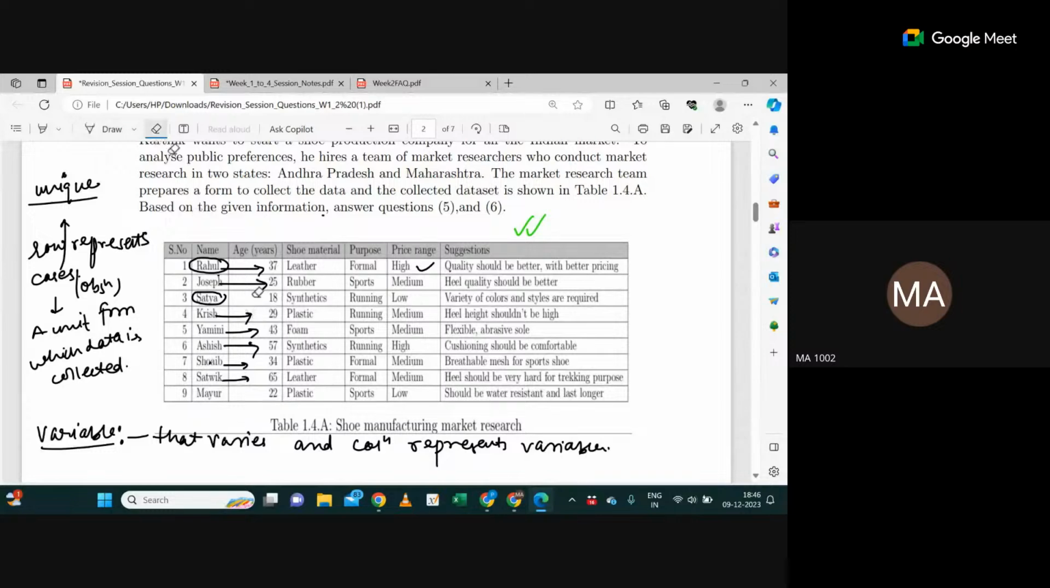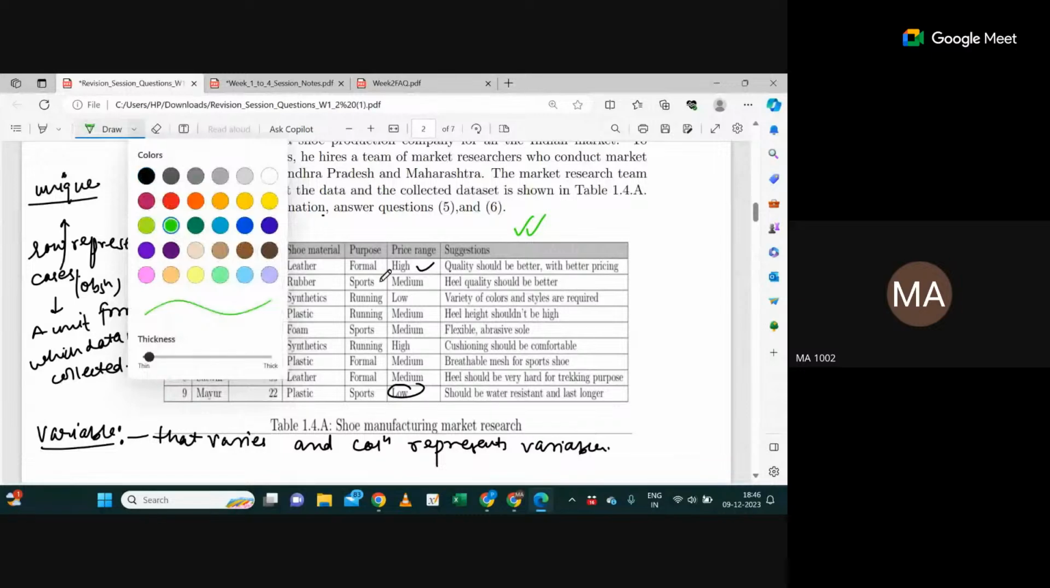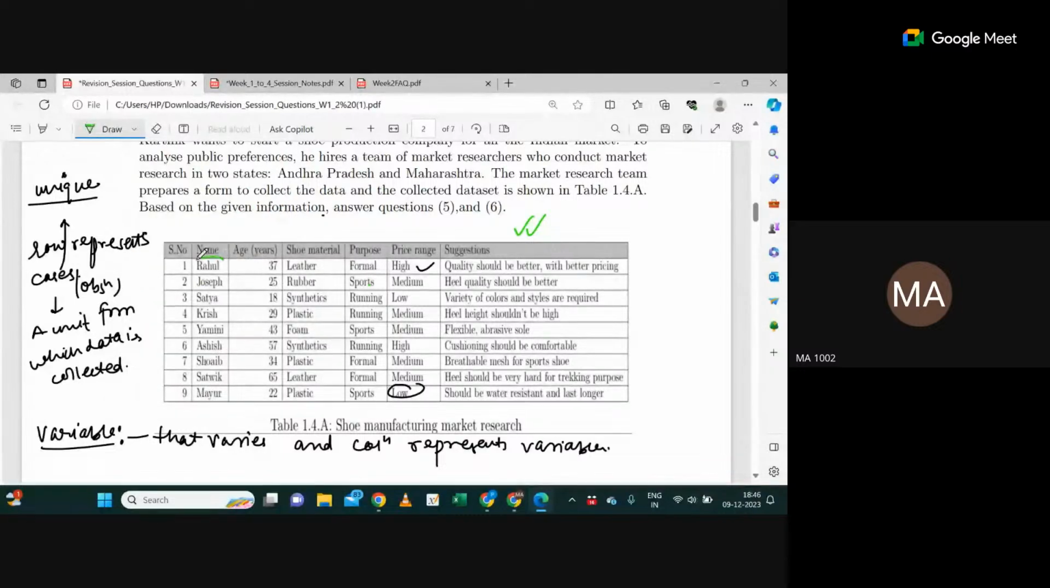Now, for example, suppose I asked, tell me the price range preferred by Mayur. You can simply tell me Mayur is preferring low price range, right? Yes or no? So basically, cases should be unique, and row represents the cases. So here, all rows represent the cases. Rahul is a case, Joseph is a case, Satya is a case, Chris is a case, Yamini is a case. Is this clear?